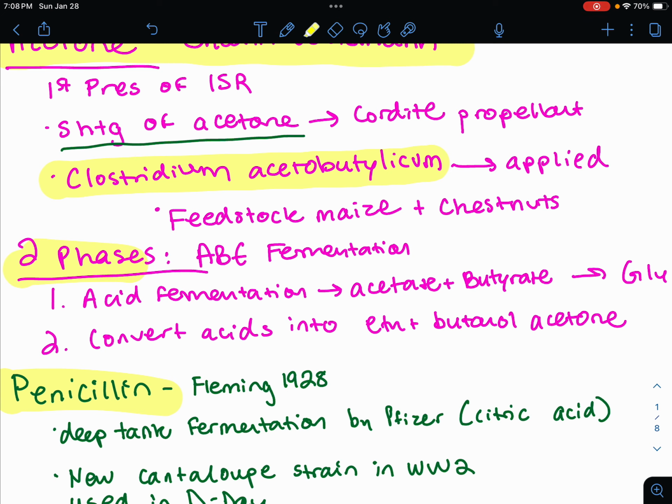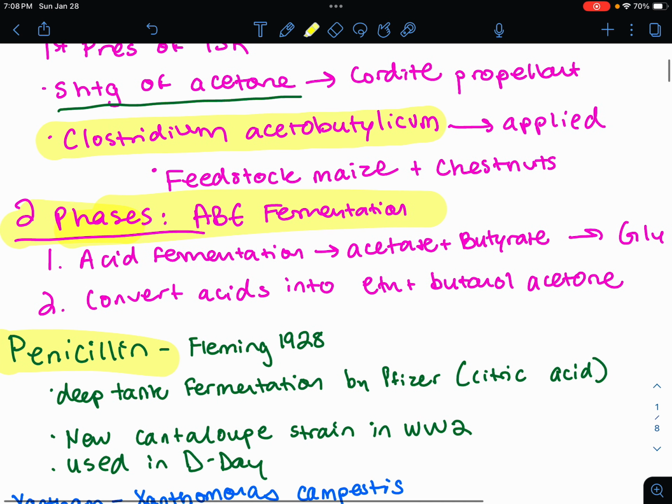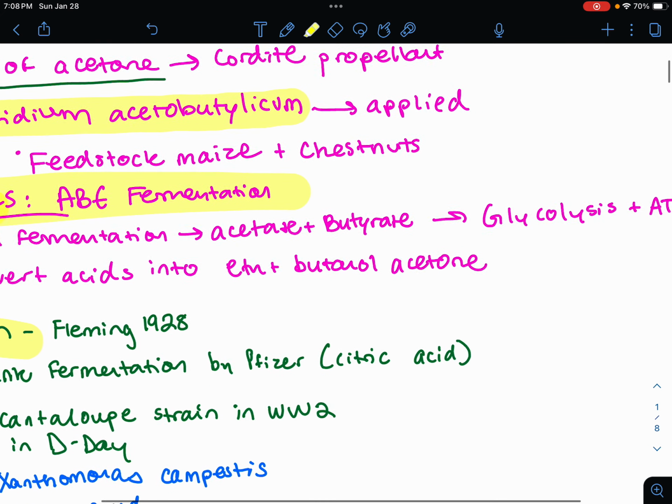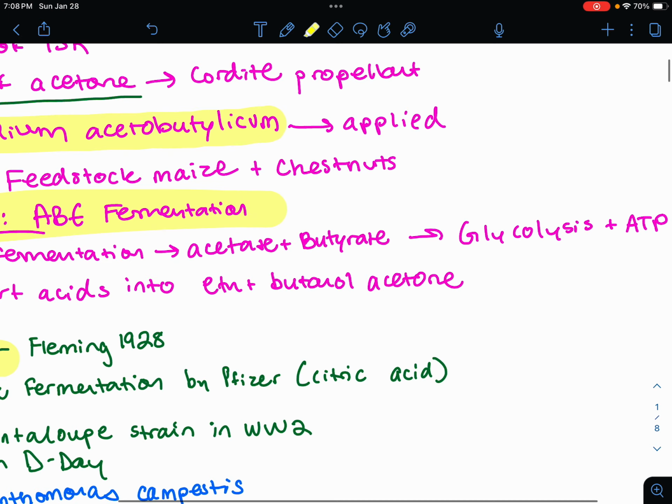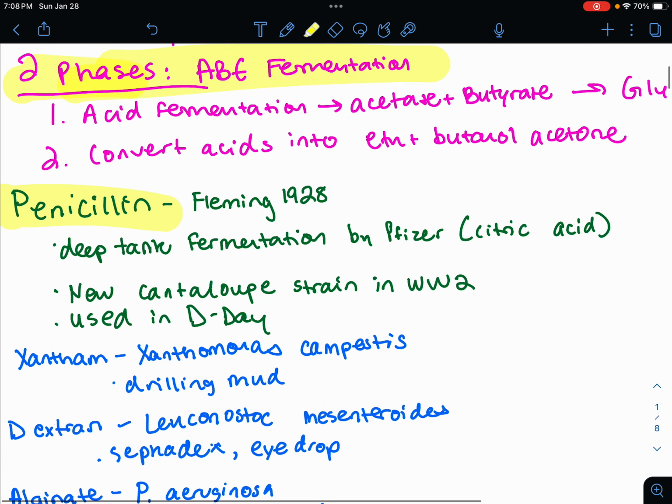There are two phases in what's known as acetone butanol ethanol fermentation. So we got the acronym ABE. There's two phases again. So first we have a variety of organic acids produced. We're going to make ATP. And then we're going to convert those acids into alcohols such as ethanol and butanol. And then we're also going to make acetone, which is seen below here. Again, the organisms will be using glycolysis, and we're going to just harness that for that first phase.